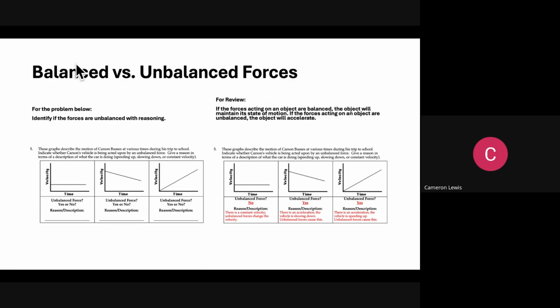Constant velocity, forces balance. Acceleration, unbalanced forces. The constant velocity is balanced, right? Yep. Not velocity is unbalanced, the other one. Velocity changing, which is unbalanced. Acceleration is unbalanced.